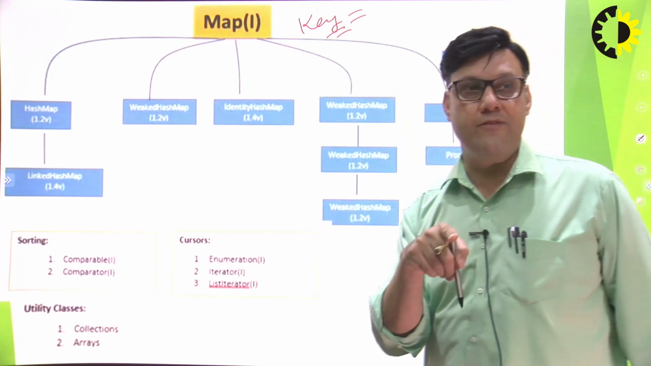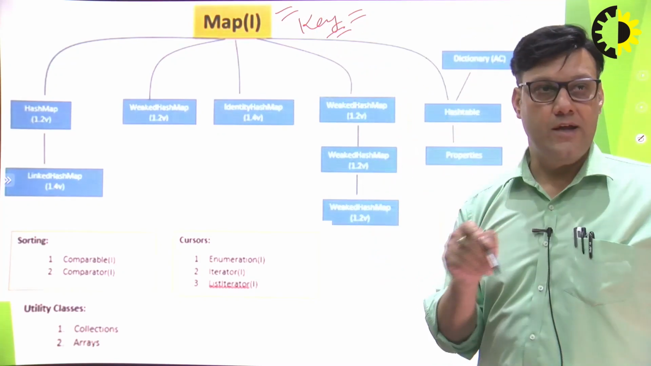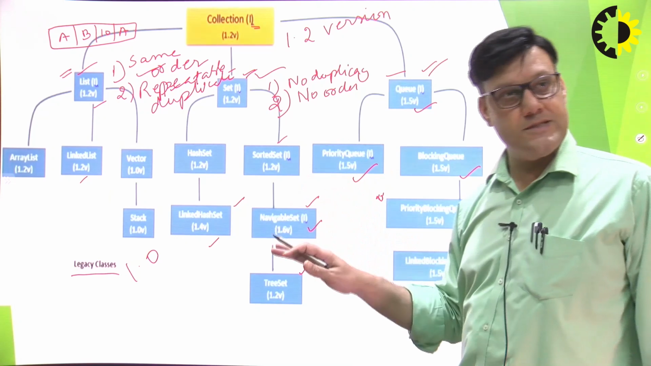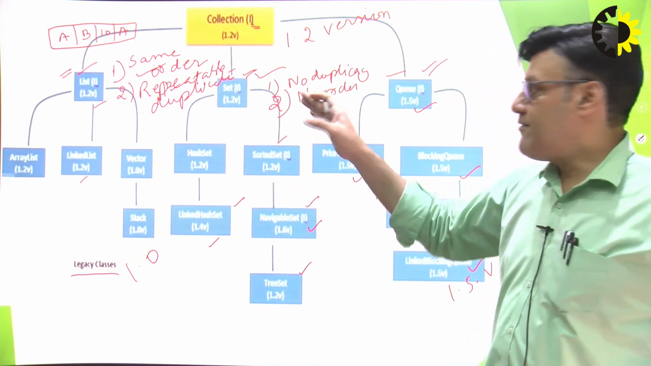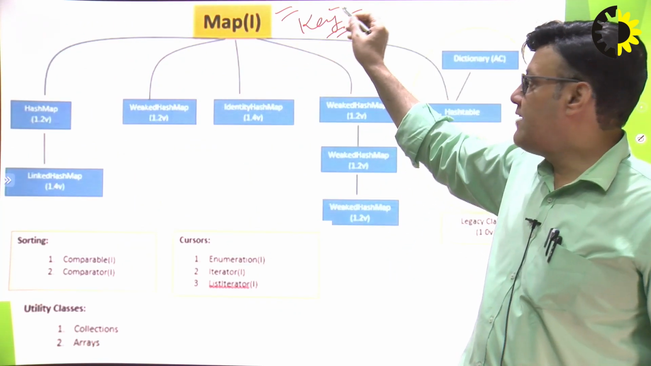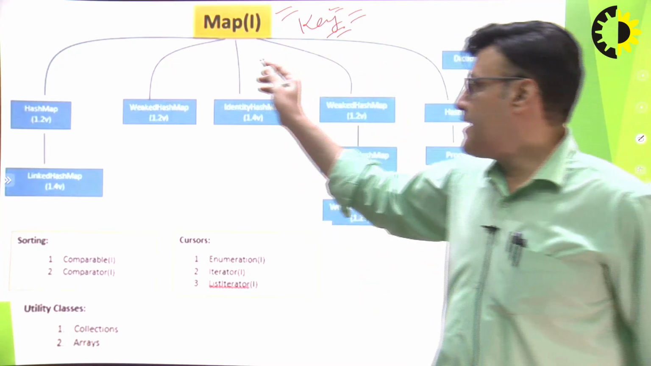Whenever we want key values, we will use the map interface concept. In the previous concept, we used to declare the variables, objects. So whenever, in place of objects, we want key values, then we will use this map interface. And it is further divided.